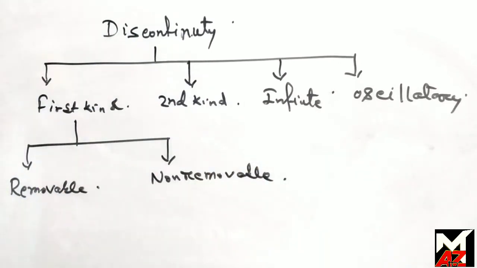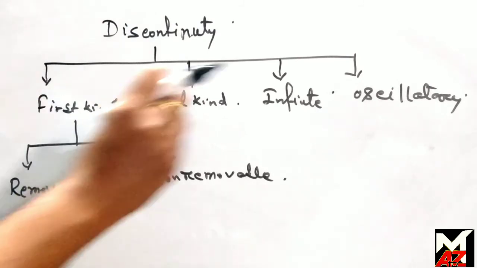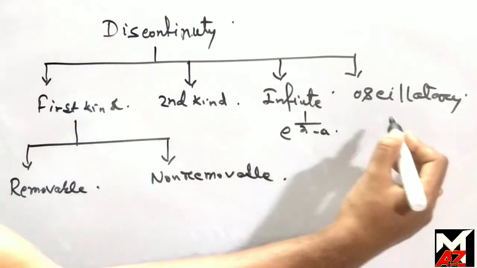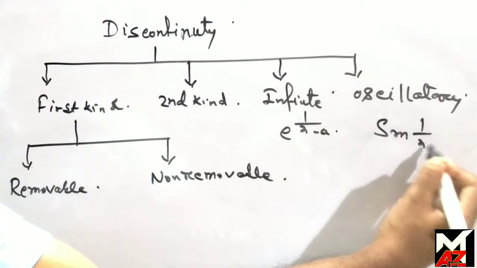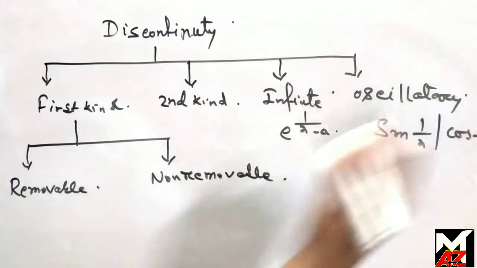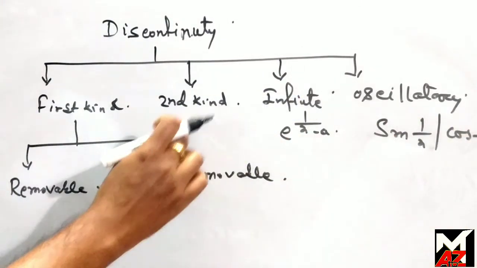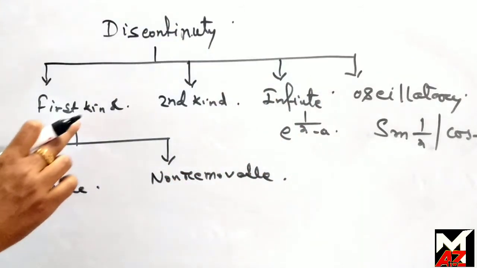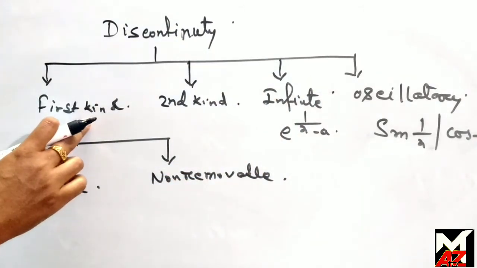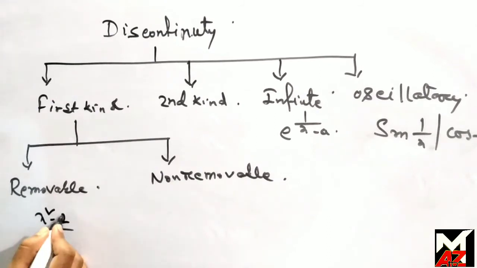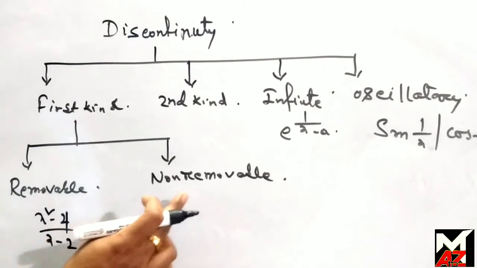The example of infinite is e to the power 1/(x-a). The example of oscillatory is sin(1/x) or cos(1/x). The example of second kind is also sin(1/x) or cos(1/x). For the first kind, removable and non-removable: the removable example is (x squared minus 4)/(x minus 2), and I think the second type is the box function [x].